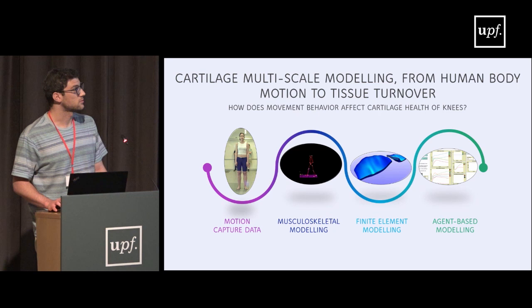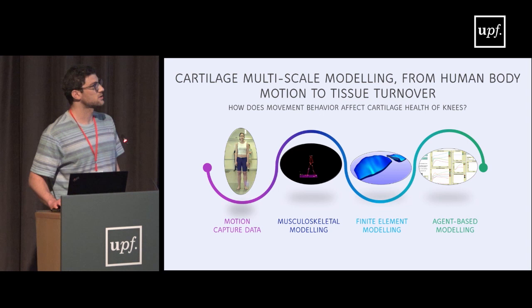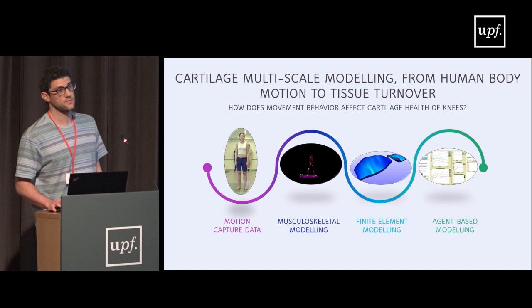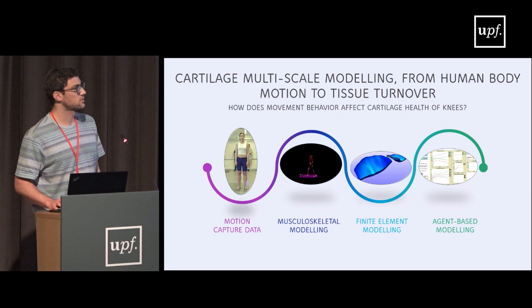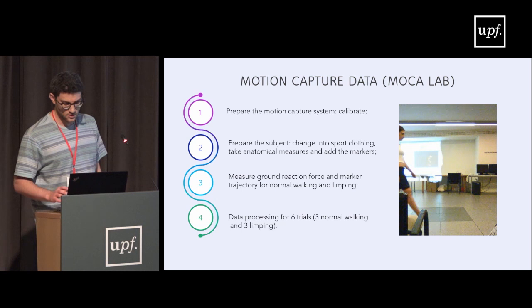So this is our workflow, our pipeline, in three stages. Unlike the other ones, we actually have experimental data to collect, and we use that information to feed into a musculoskeletal model, and from that output, we then do some finite element modeling, and then agent-based modeling at the end, combining what we see visually with what's happening at joint level, and then at cellular level. So the first part is to actually collect the data.